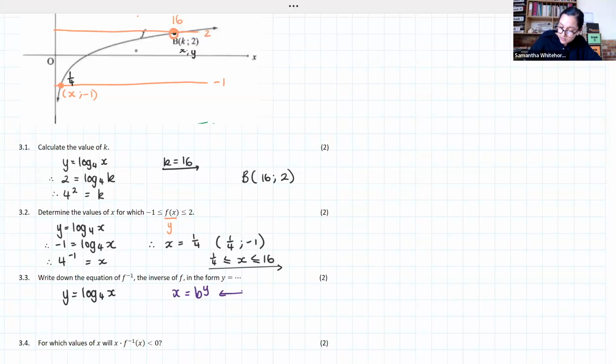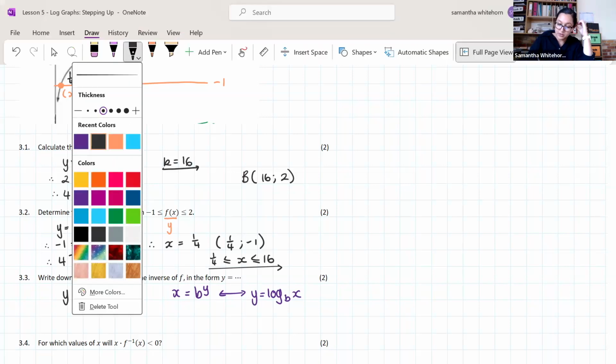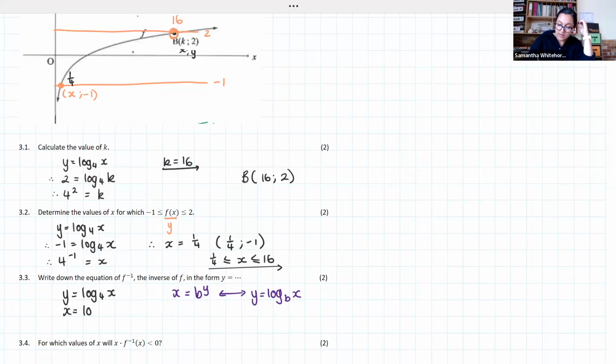So I'm going to give you a minute. I want you to tell me what the inverse equation is. And remember, guys, the first thing that you do, unless you can see it straight away, is you swap x and y, and then you apply your rule. So now you can go and apply this rule.